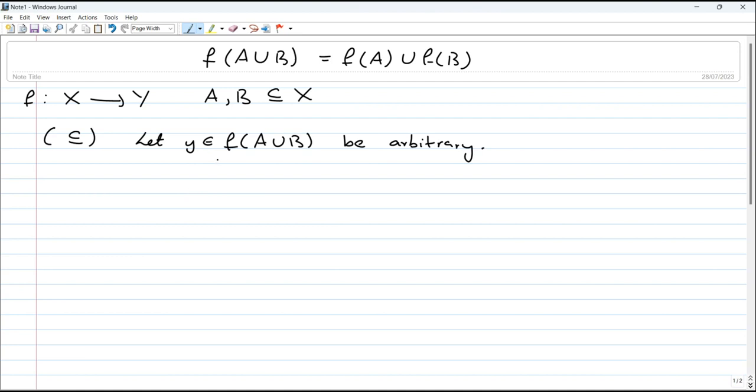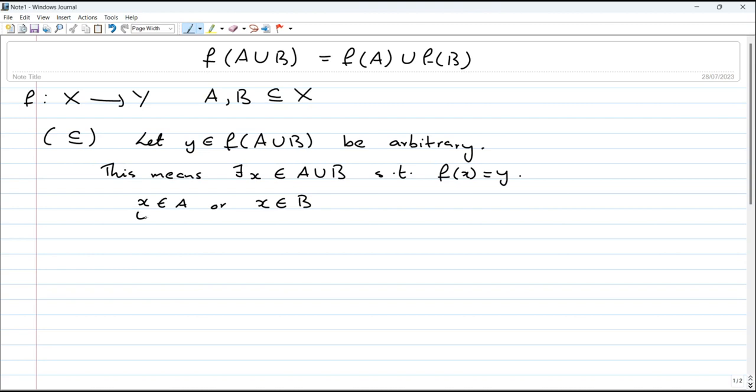Now, let's look at the definition. What does it mean for something to be in the image of A union B? So this means that there is something in A union B. If you apply f to it, you get y. So there exists x in A union B such that f of x is equal to y. Okay. Now what do we do with this x? Now this x is in A union B, so that means this x is in A or x is in B.